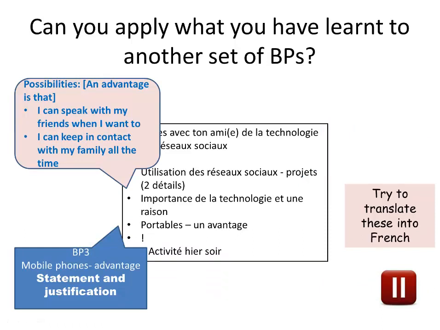Bullet point 3. An advantage for mobile phones. What could you say? An advantage is that I can speak with my friends when I want to. I can keep in contact with my family all the time. So pause, and when you're ready, resume to see the answers. Answers coming up.